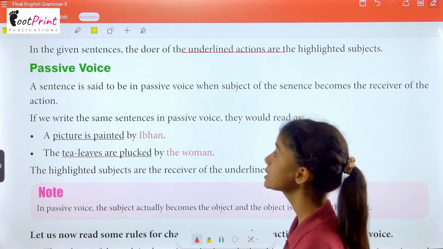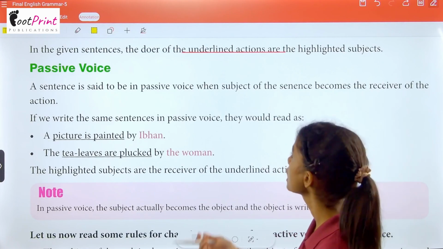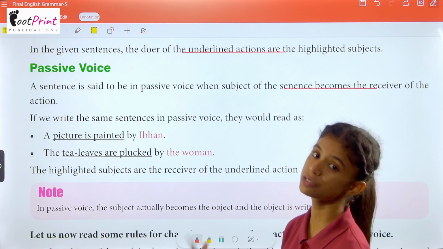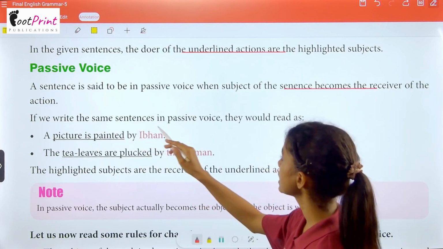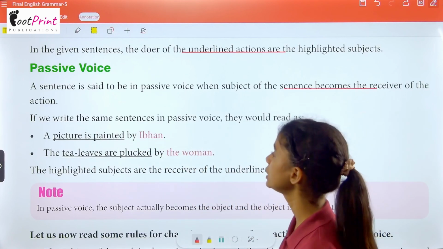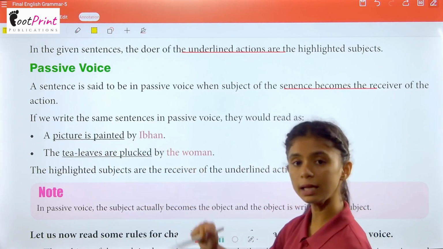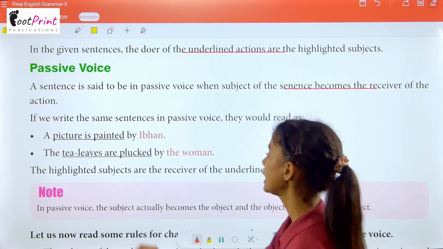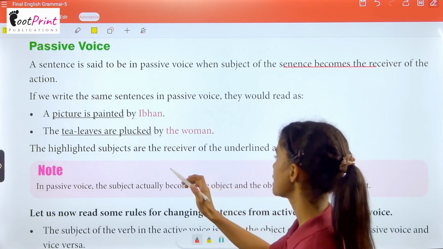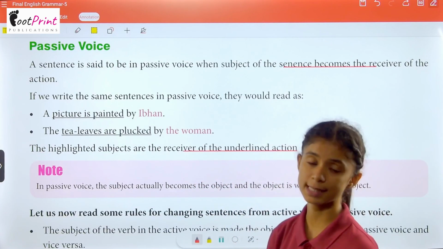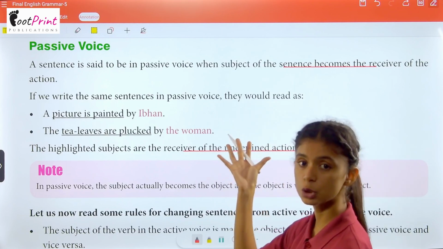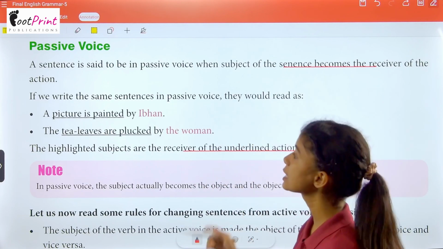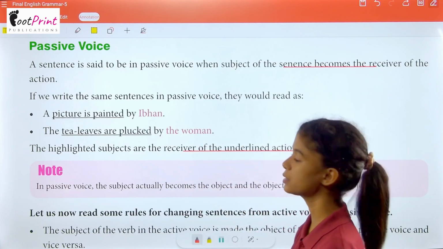What is passive voice? A sentence is said to be in passive voice when the subject of the sentence becomes the receiver of the action, not the doer but the receiver of the action. If we write the same sentences in passive voice, they would read as: A picture is painted by Ibhan. The tea leaves are plucked by the woman. The highlighted subjects are the receivers of the underlined actions. So in the first ones they were the doers and in the second ones they are the receivers. So this is how it makes a difference and it makes it passive voice.